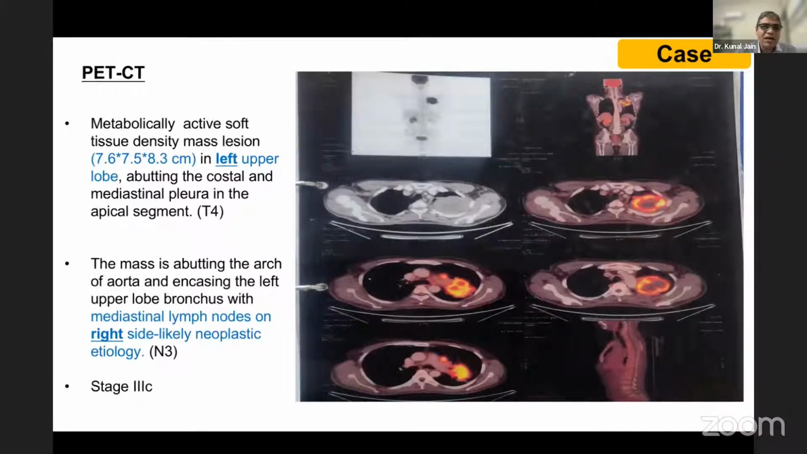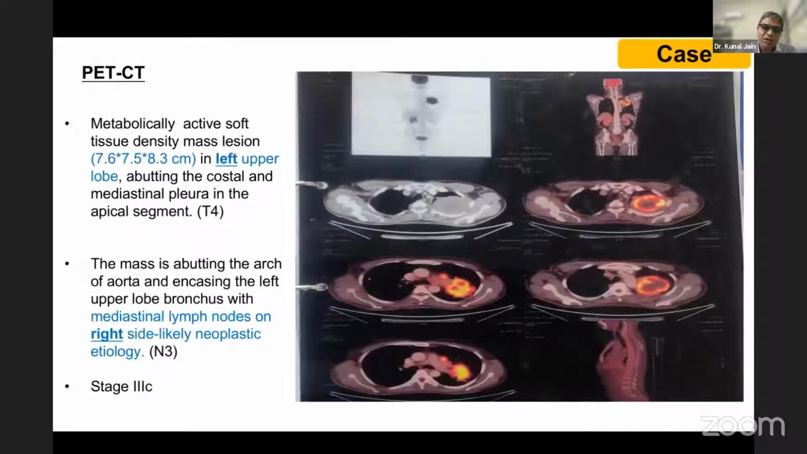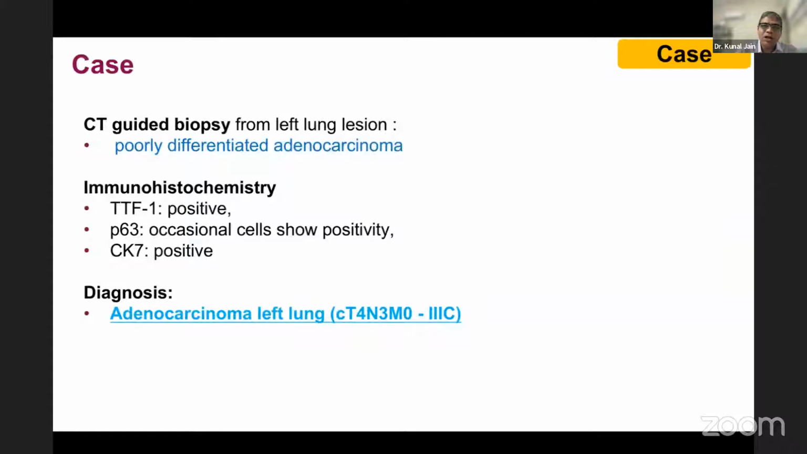His PET scan showed an FDG-avid, metabolically active lesion, more than 8 centimeters in the left upper lobe, abutting both the costal as well as mediastinal pleura, making it a T4 lesion. It was also abutting the arch of the aorta and encasing the left upper lobe bronchus. It also showed mediastinal nodes on the contralateral side of the mediastinum, which are not very well depicted on the PET images here. That made it N3 disease, finally clinically staging it to be T4N3, which falls into stage 3C.